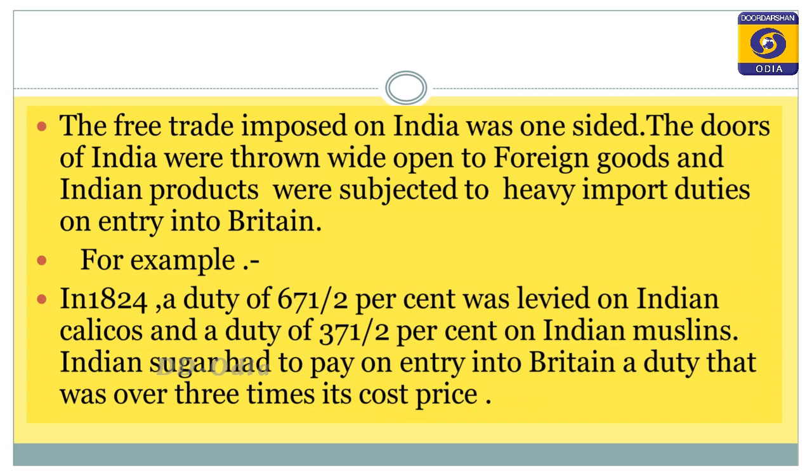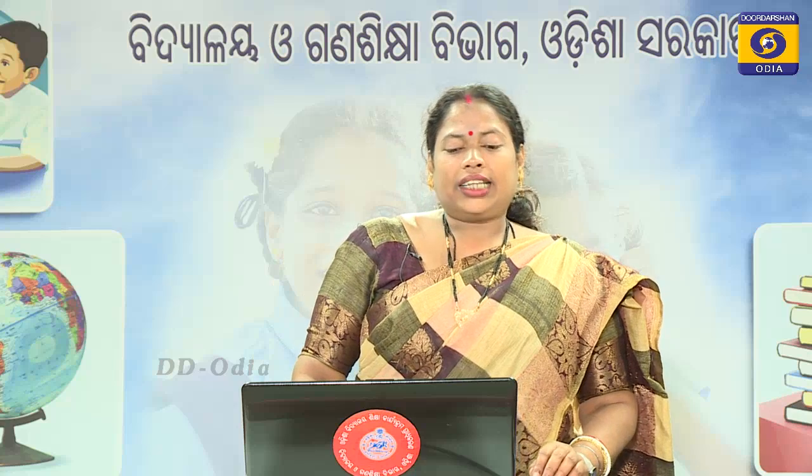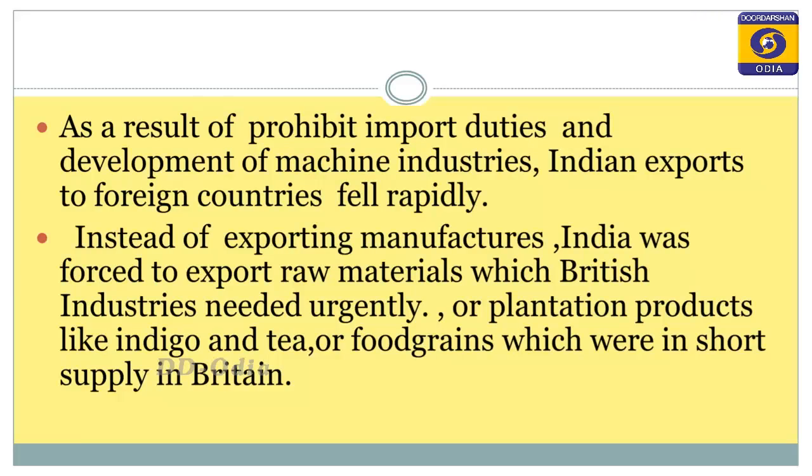So, the Indian traders did not want to trade in foreign countries, because they had to face a lot of problems, and they had to pay taxes which were 400 times more than the actual rate in some cases, as described by some historians. So, as a result of prohibitive import duties and development of machine industries, Indian exports to foreign countries fell rapidly.